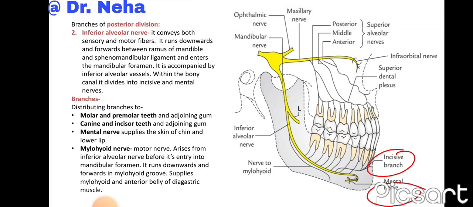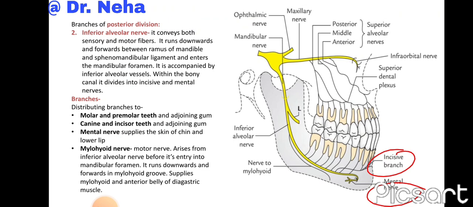Now distributing branches of inferior alveolar nerve, these are to the molar and premolar teeth and the adjoining gum. It provides branches to canine and incisor teeth and the adjoining gum. It provides mental nerve which supplies the skin of chin and the lower lip.